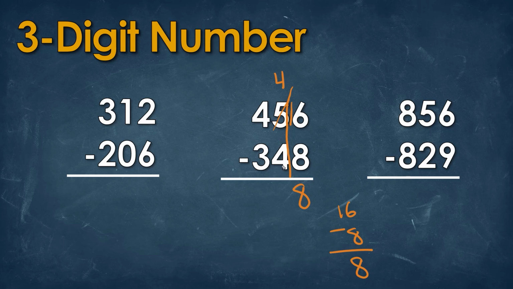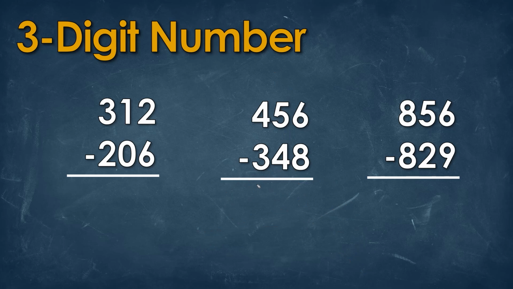4 minus 4, a value minus itself is always 0. So we'll put a 0 there. And 4 minus 3 should be 1. But let's double check. 1, 2, 3, 4. We subtract 3. We're left with 1. So the value is 108.